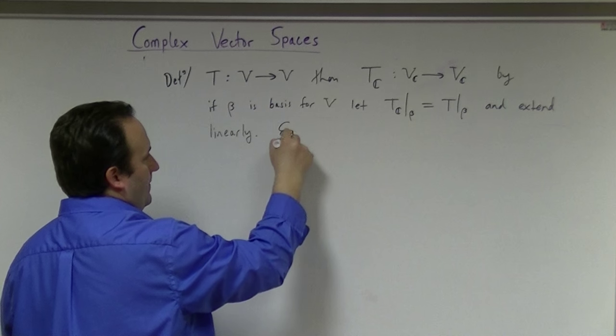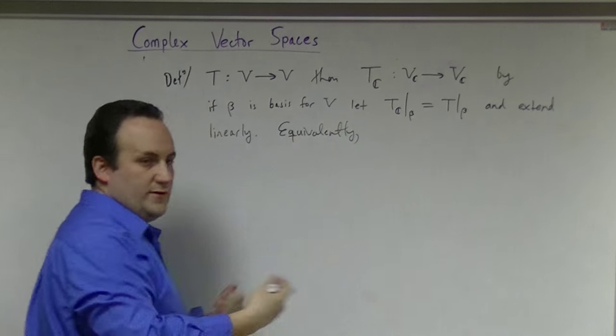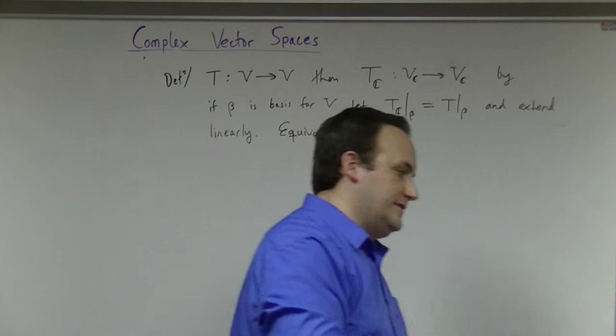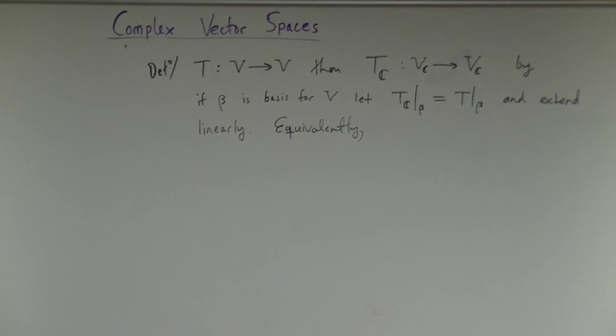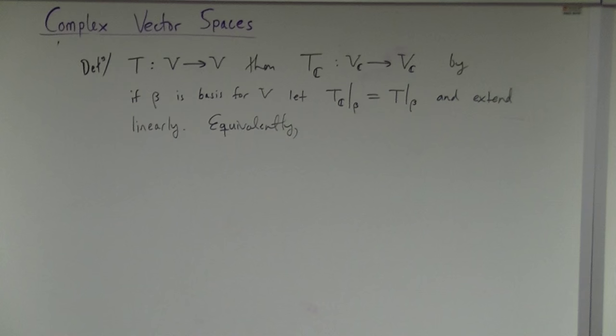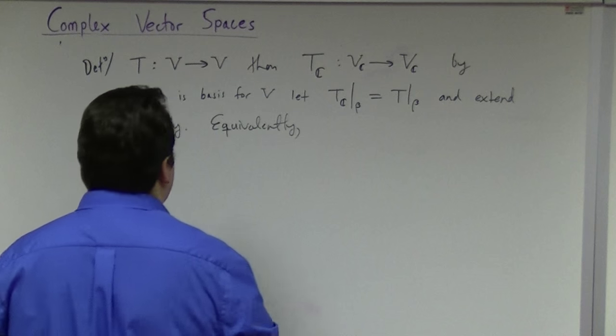Equivalently, that's one way you could define it. Just define the values for the complexified linear operator by the values on the basis for the real vector space, which you know are forming a basis for the complex vector space. And by our linear extension theorem, there's a unique linear transformation which is built from extending off that basis that still holds in the complex domain. That linear extension theorem.